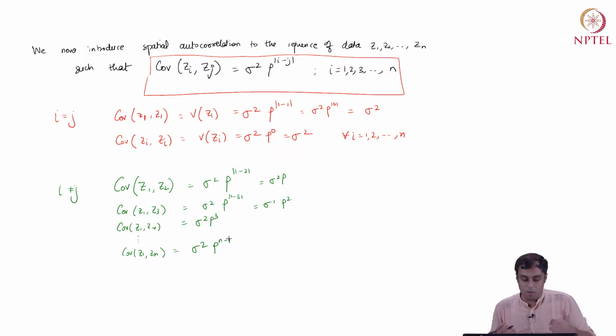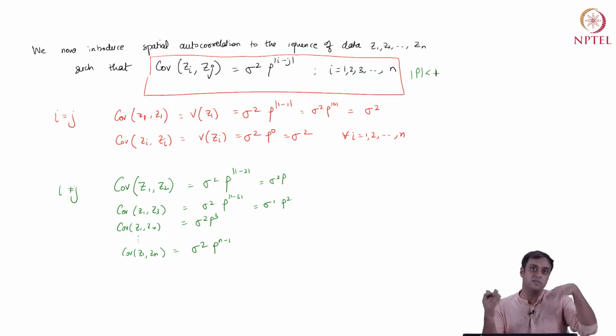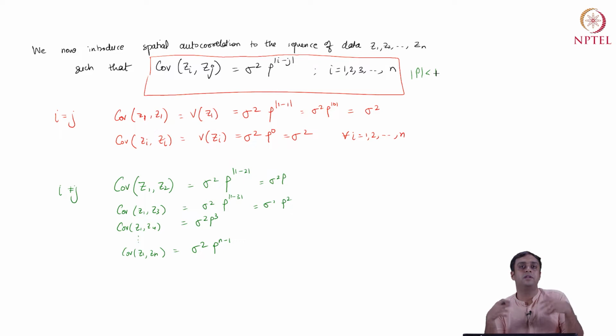Right? So now what's happening is that I have a distance metric sitting in the exponent of rho. So typically we say that rho is between 0 and 1, and it's an important condition. We'll see at some point later in the course, when we come to the idea of stationarity and all that, that if rho is higher than 1, it can have major consequences on what can be done with the data. Well, we'll see that we can't really do much. But anyway, for now, we'll just take rho to be between minus 1 and plus 1.